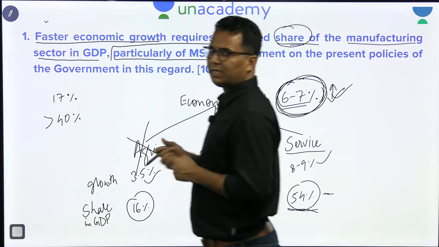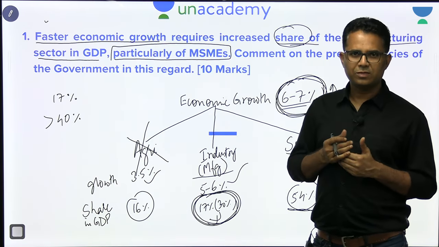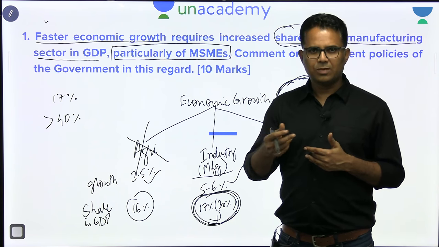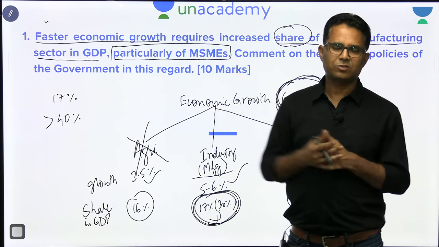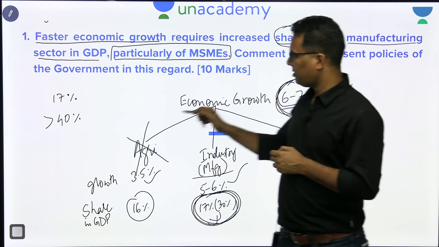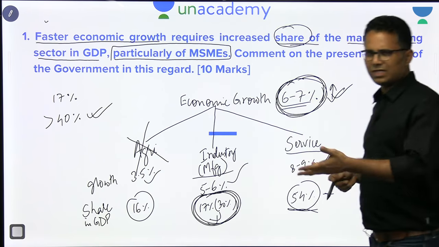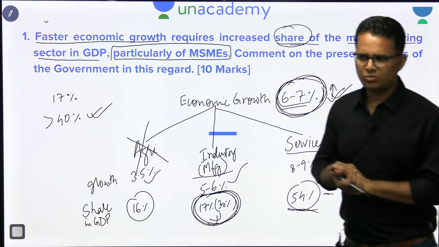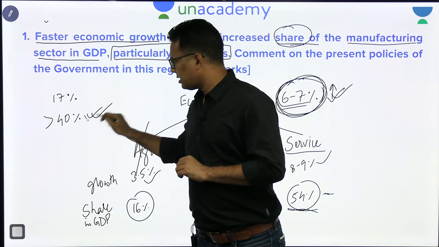You need to write this, and then you should also write that MSMEs are more labor intensive. They will employ more labor, and more labor will get income, and it will create a sustainable demand which will lead to higher and faster growth. So for MSMEs, you need to tell it this way. Plus, you can mention the number of MSMEs, more than 6 crore, employing around 12 crore people. So this figure must come.